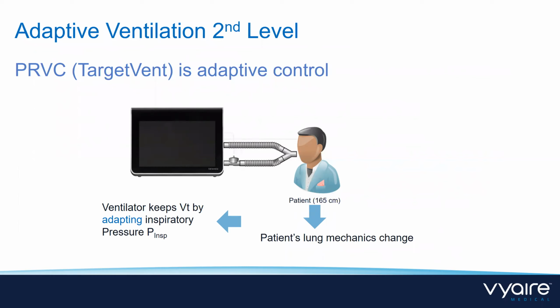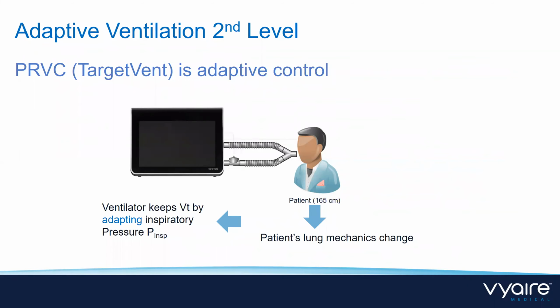So if the patient is turned to the side or turned back to supine again, the inspiratory pressure will adapt to keep the tidal volume stable. But tidal volume, respiratory rate, and everything else is managed and adjusted manually by the caregiver. But this is at the second level.